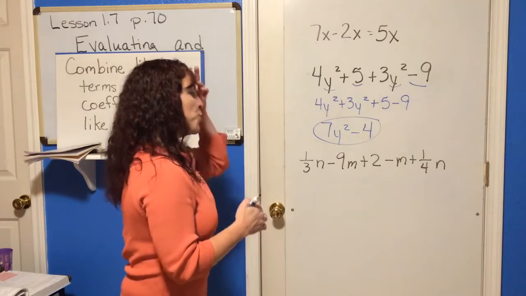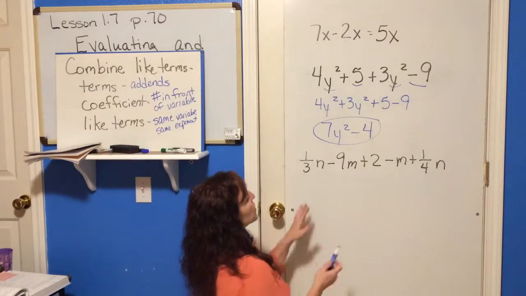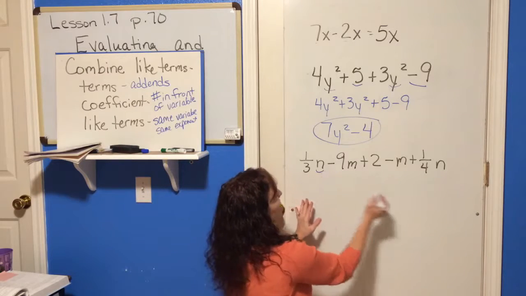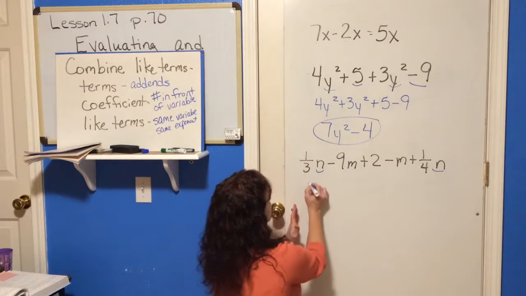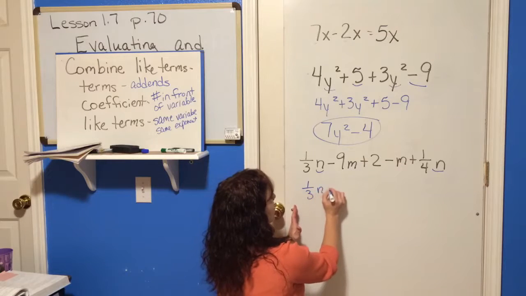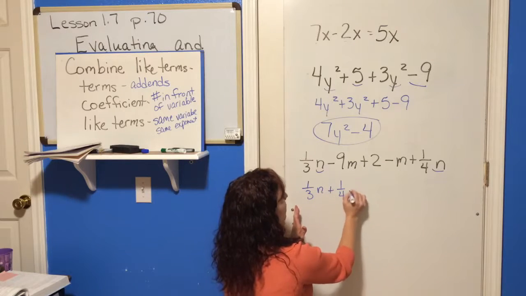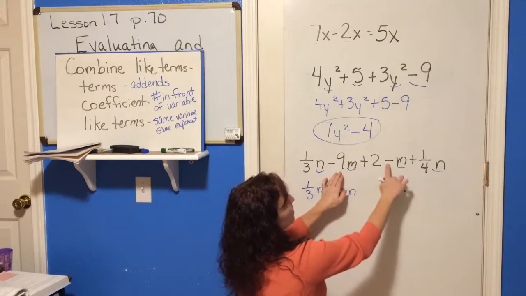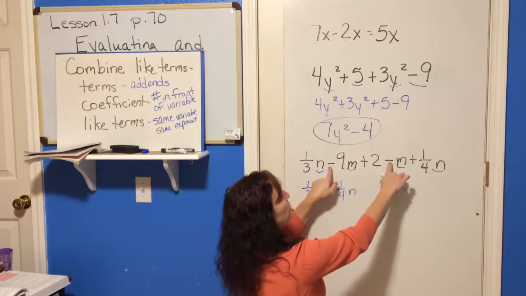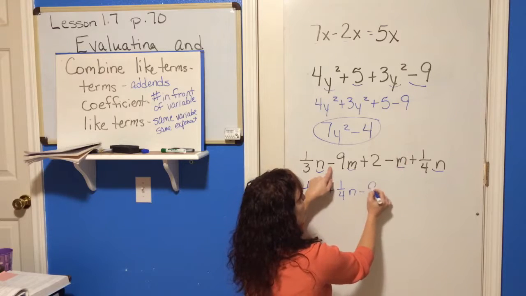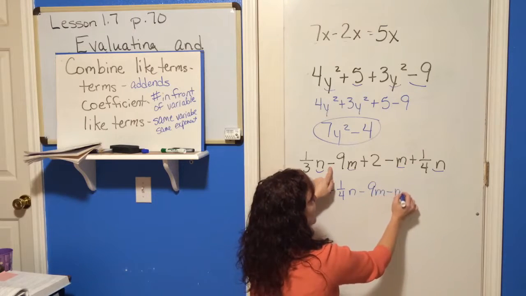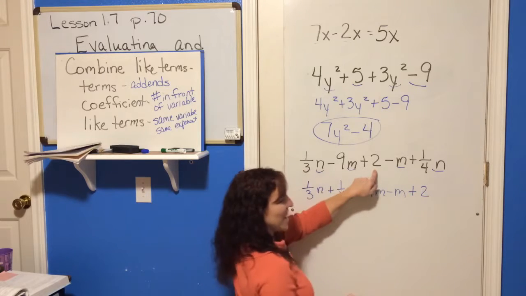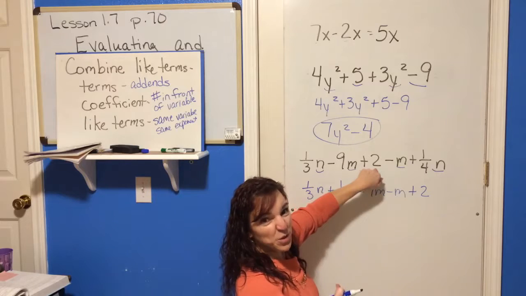So what we're going to do is look for the like terms. And looky there, the fractions are going to go together because there's an n and an n. So let's put those together: 1/3 n plus 1/4 n. Here's the m's. Those are alike. Be careful, they both have negatives in front of them, so don't lose them. Negative 9m minus an m here, and here's our constant term. So we tag that on to the end, and it doesn't have another one, so that part is really already finished.